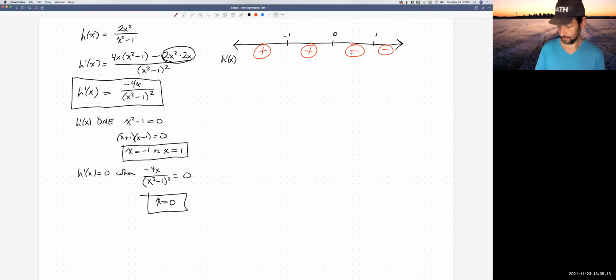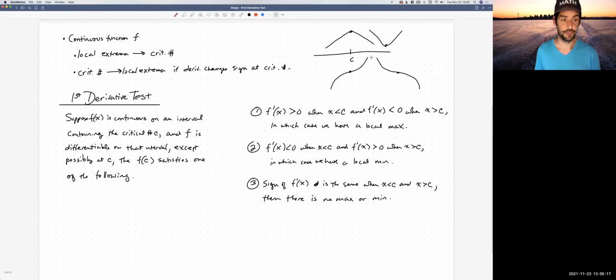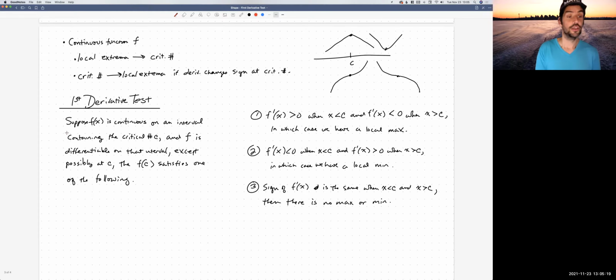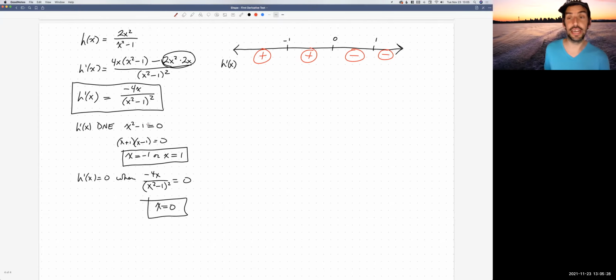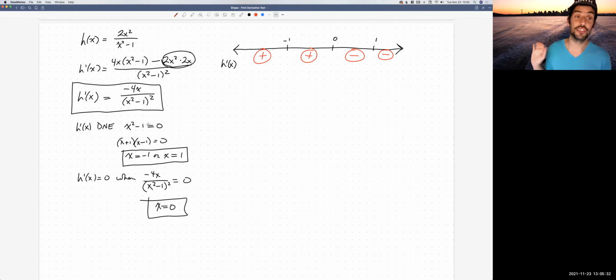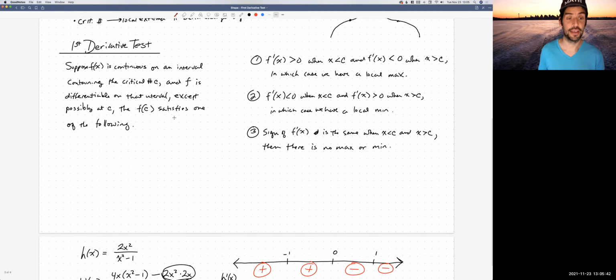So what does this mean? Well, let's look at our first derivative test. Suppose f is continuous on an interval containing the critical number. Let's start there. h is not continuous near negative 1 and 1. Those are asymptotes. The function is not defined there, so on any interval that contains 1 or negative 1, h is not continuous. So we can't even use those critical numbers to look for a max or a min.